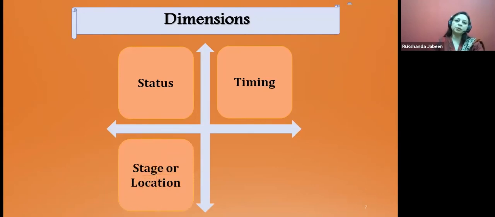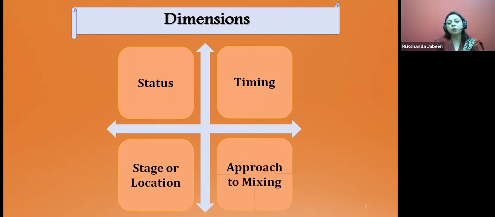State of location, that is also very important. Does the mixing, the integration, occur at the time when you're determining the research question or collecting data, analyzing, interpreting the data? What is the stage at which this is being done? Now, the fourth one is the approach to mixing. Are the data merged, embedded, or connected? These are all four dimensions that help the researcher to select the research design of mixed method research.